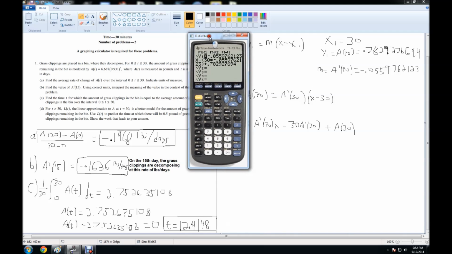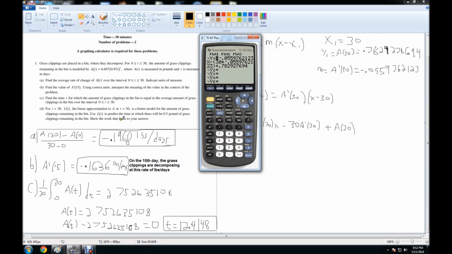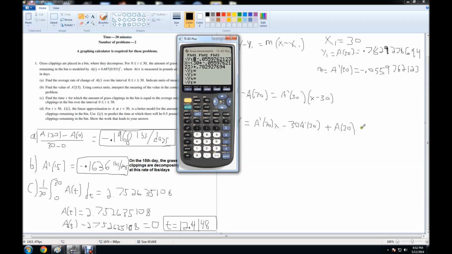However, before I continue, let's read this. It says, to predict the time at which there will be 0.5 pound of grass clippings remaining in the bin. So this, setting it equal to 0.5, meaning we subtract 0.5. So if we subtract 0.5, set it equal to 0, and graph, we should get our answer. And the answer is a large x value, past 30 I believe.